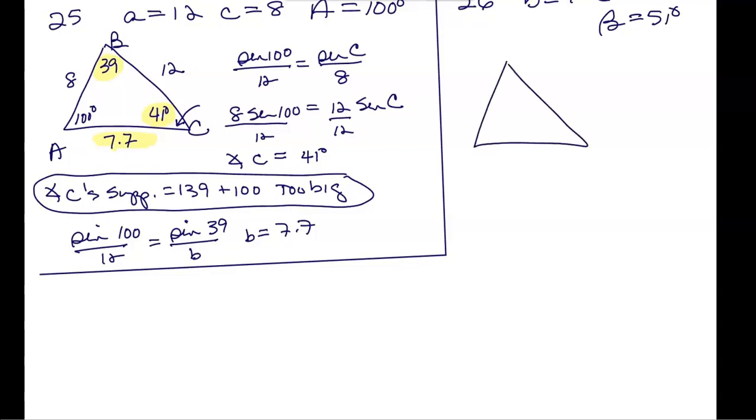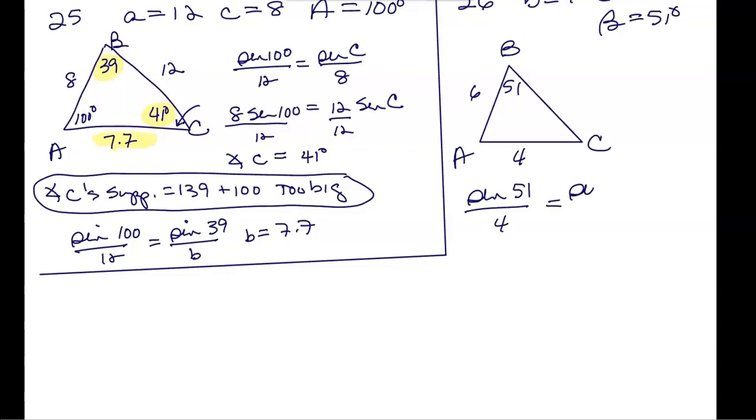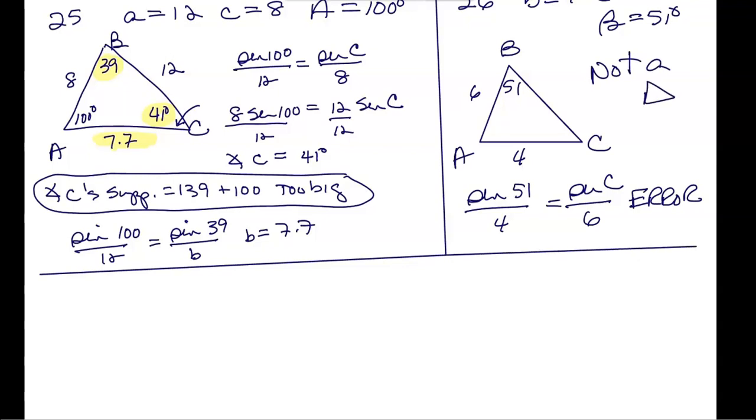So draw that for yourself so you can kind of see where you are. And I made this ABC. This is 51. This is 4. This is 6. So I tried to do sine of 51 over 4 equals sine of C over 6, and when I tried to solve for the angle, I got an error. So this is not a triangle. Okay, so no solution is possible.